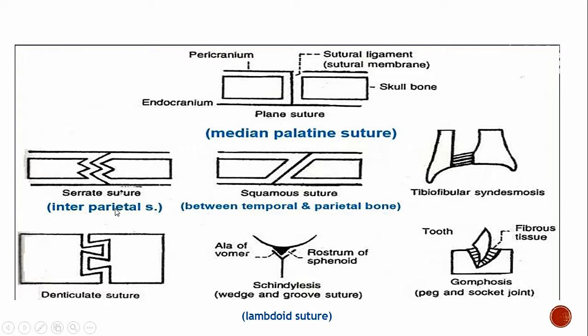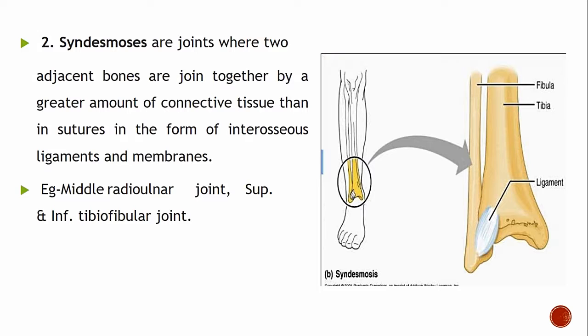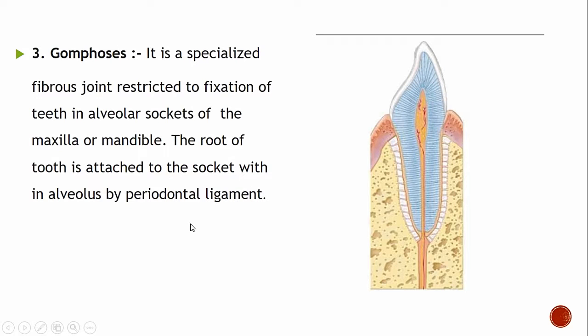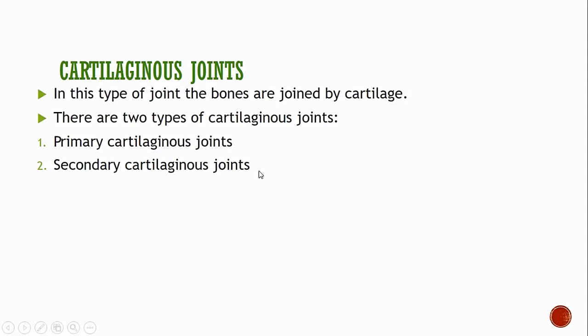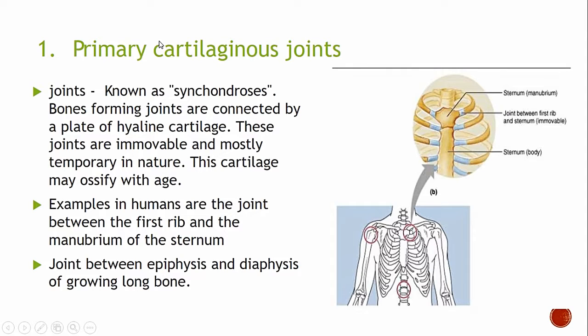And syndesmosis, these are the syndesmosis joints, the middle radio-ulnar and superior inferior tibiofibular joints. Gomphosis is the joint between the tooth and the socket. And the cartilaginous joints, we have two types, primary and secondary. They are slightly movable joints, also known as amphiarthrosis. The primary cartilaginous is synchondrosis, meaning they are temporary, because this word doesn't have a P in it. So we go with the temporary ones. So these are the temporary joints.